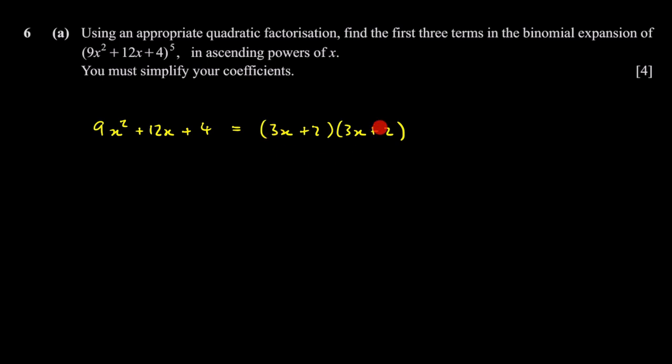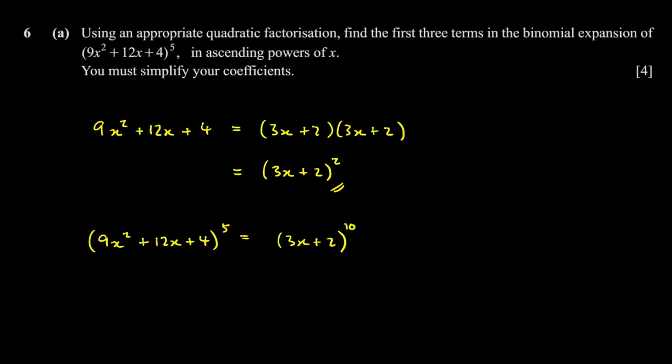And 3x times by 2 is 6x. And another 6x gives us 12x. So actually, this can be rewritten as (3x plus 2) all squared. Now, if that's the case, then what we're trying to do, if we're trying to do (9x squared plus 12x plus 4) all to the power of 5, is (3x plus 2) squared to the power of 5, which is going to be to the power of 10, because the power of 2 and then power of 5 is power of 10.